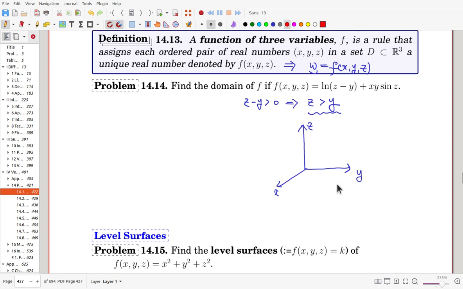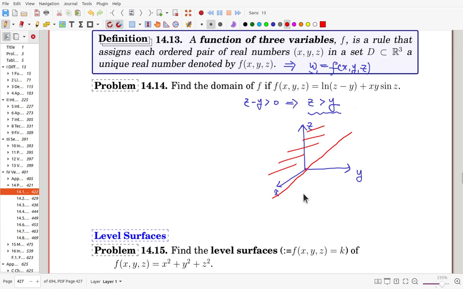Here we consider a plane, in the zy plane at a 45-degree angle, a plane like that. Okay, let's try to draw the sketch again. So consider a plane including this line and parallel to the x-axis. So that's the plane, and z is larger than y, so the upper portion of this plane is the domain of the function.